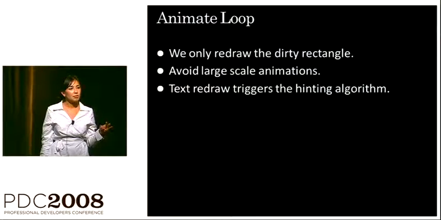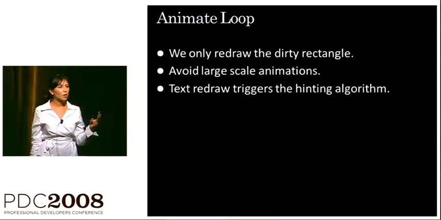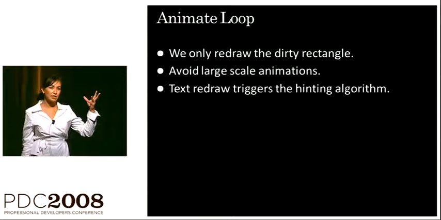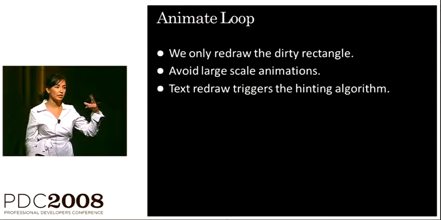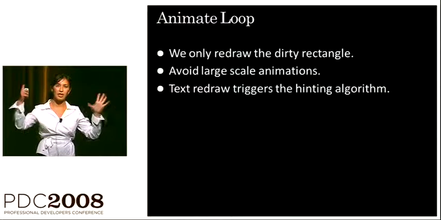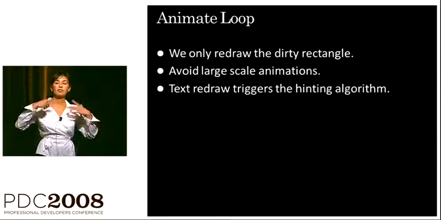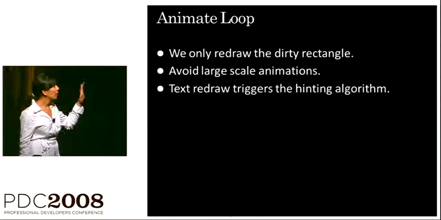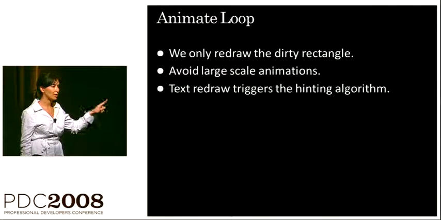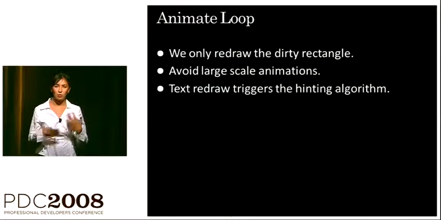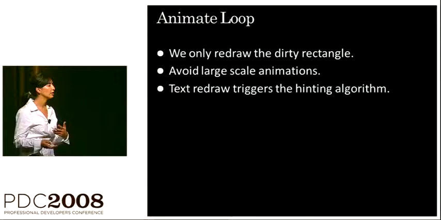The third thing to keep in mind when talking about the graphics pipeline is that text redrawing can be expensive and can cause our hinting algorithm to rerun, because our text system is optimized for legibility. I will talk in depth about that one later. But these are three things that you should keep in mind whenever you're talking about what sort of visual effects you want in the background.